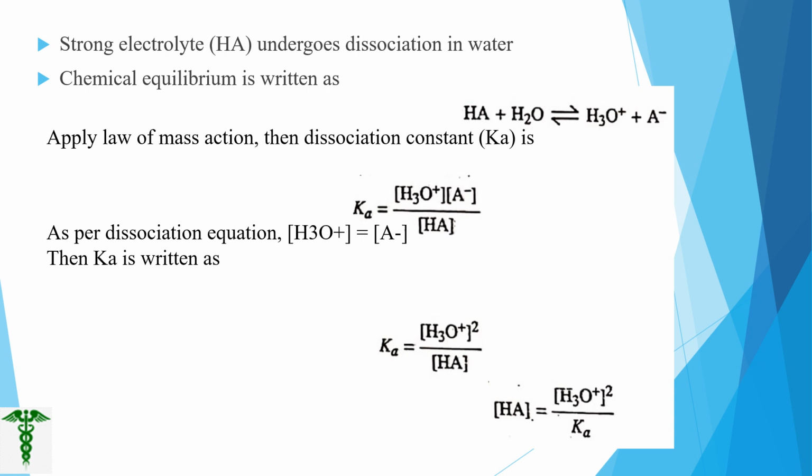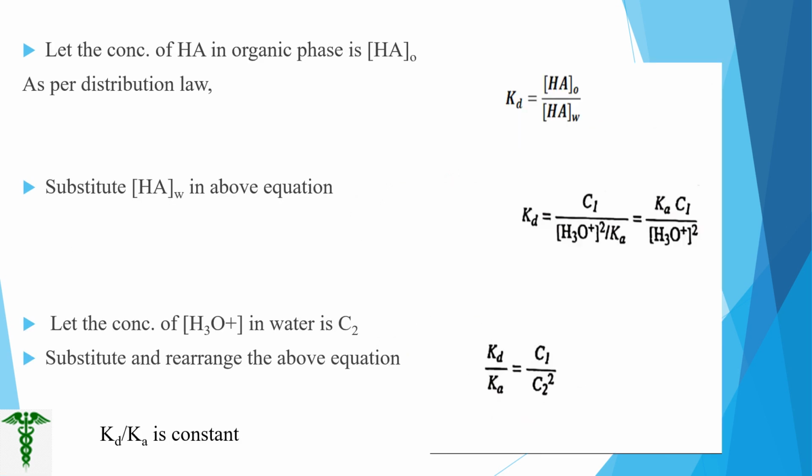If we want to find the hydronium ion or the strong electrolyte concentration, when cross multiplying we get hydronium ion concentration squared divided by Ka. Again, as per the distribution law, if the strong electrolyte HA goes to the organic phase, we can write the distribution constant as HA in the organic phase divided by HA in the aqueous phase. If you substitute the HA in water in the above equation, we get Ka into C1 by hydronium ion concentration.